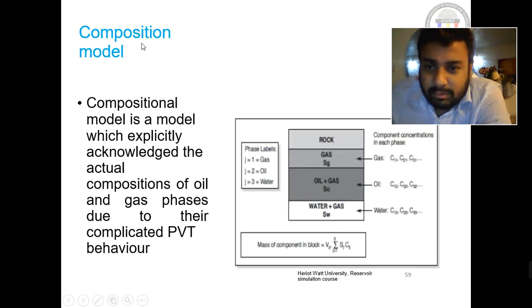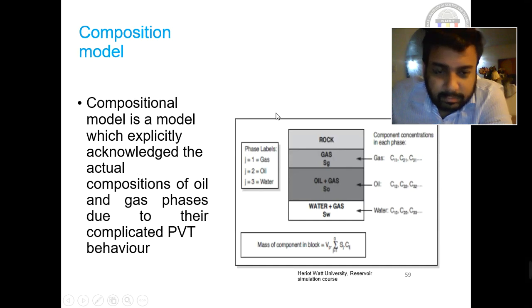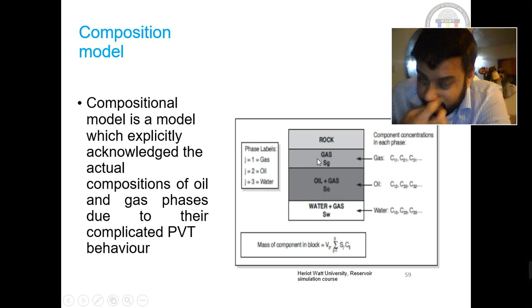In the black oil model, we are just using phases like oil, gas, and water. Here you can see the labels are gas, oil, and water. So we have gas, we have oil, we have water, and rock. These are the components. This is how we define our model in reservoir simulation.